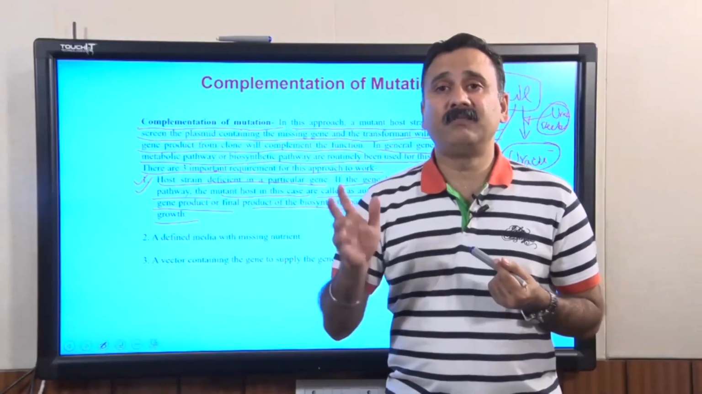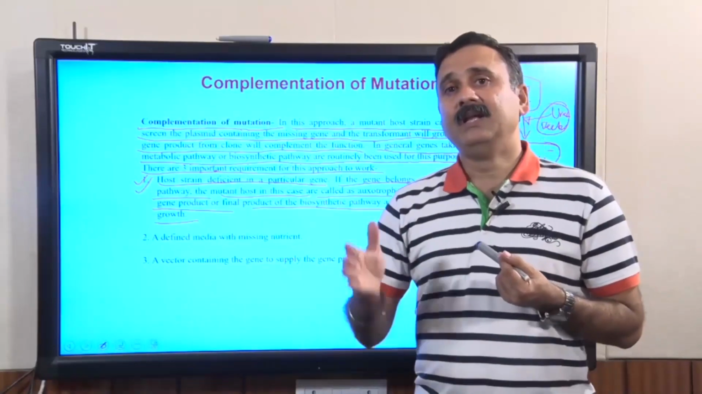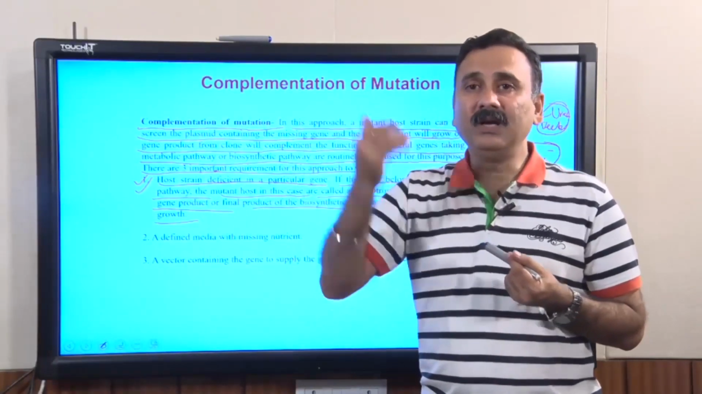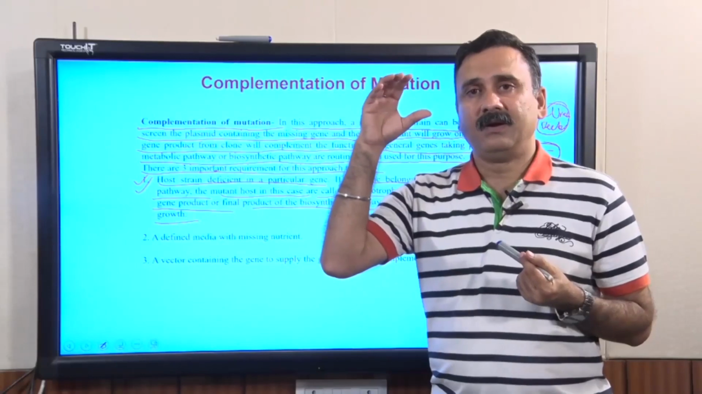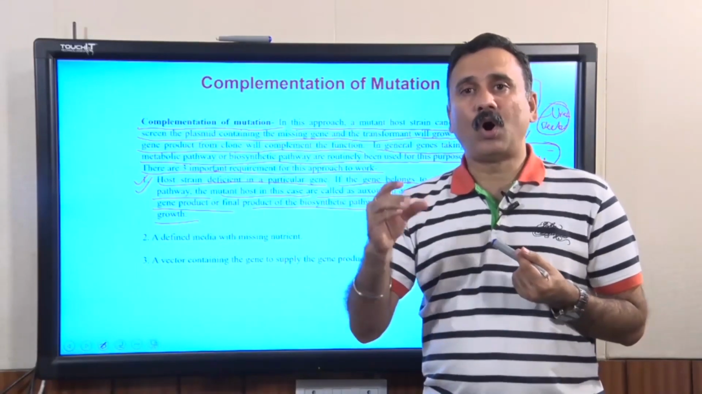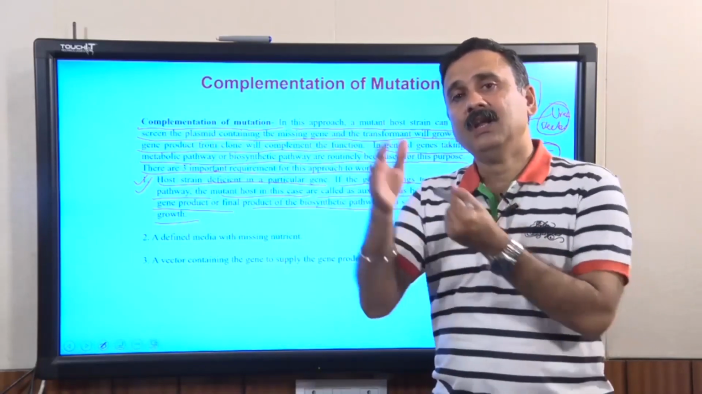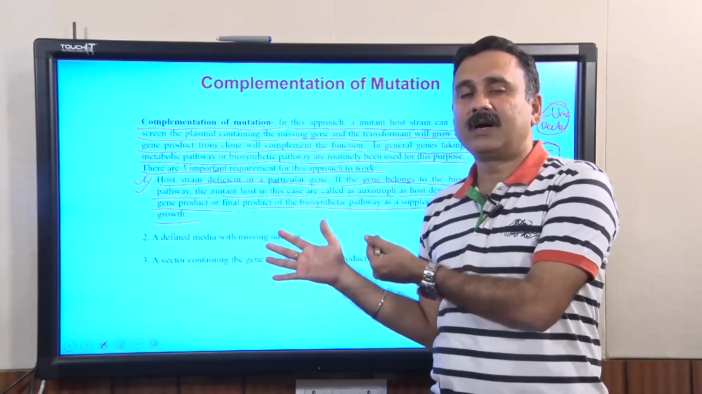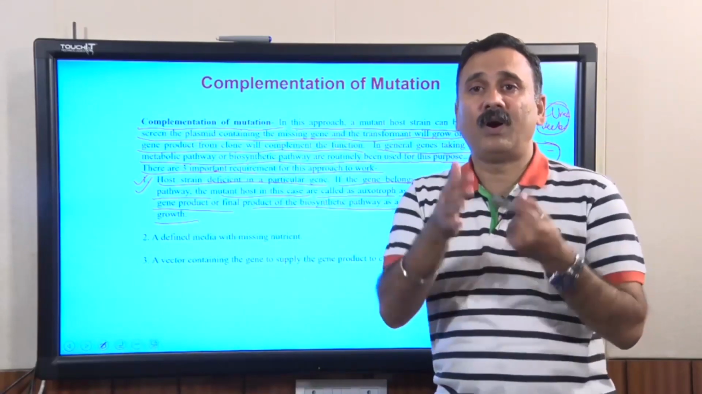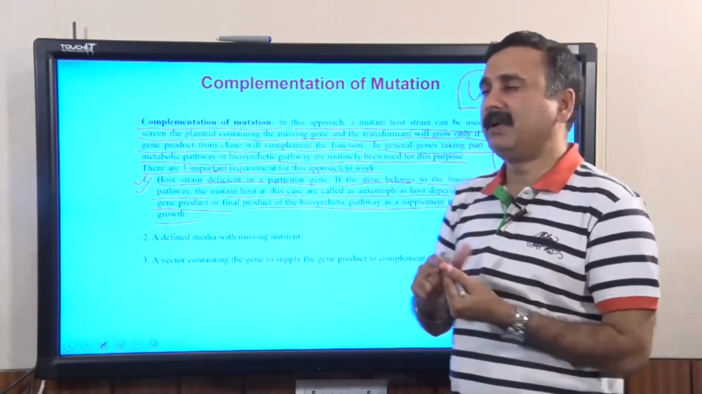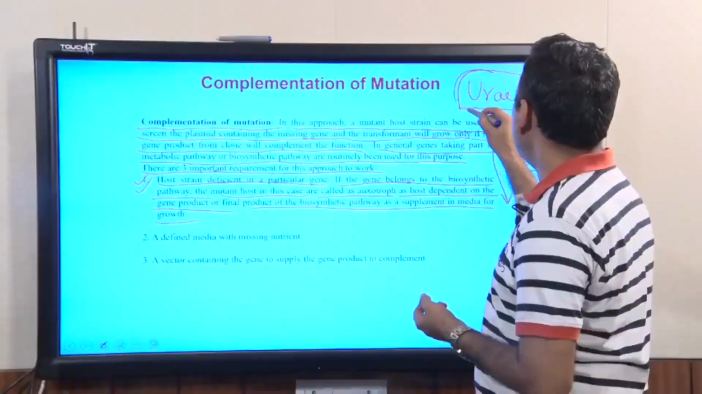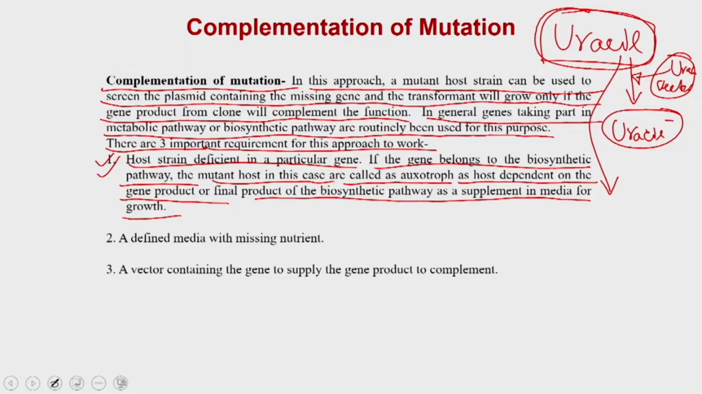If this factor is a part of the biosynthetic pathway, then the host strain solely depends on either that particular product or the final product of the biosynthetic pathway, and in those cases the host strain is called an auxotroph for that particular nutrient. For example, in this case, if you are using the yeast and if you are using the uracil, then the yeast is going to be the auxotroph for uracil.